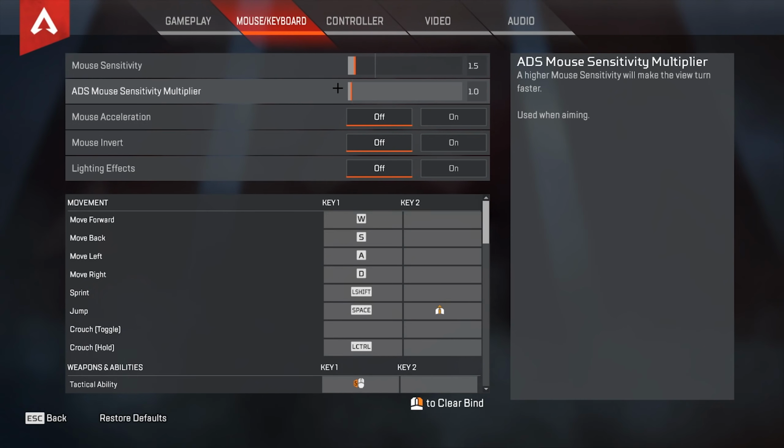For the ADS mouse sensitivity multiplier, this is completely down to personal preference. Some people like it so that when you aim down sights, it's slower than hipfire. Myself personally, I like it so that when I ADS, it's the same sensitivity as my hipfire. So I just leave this on 1, so that my ADS sensitivity is the same as my hipfire.